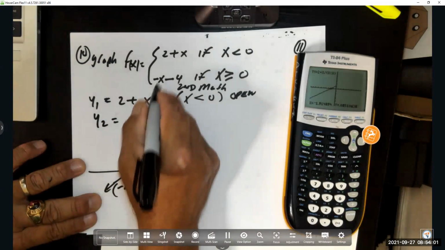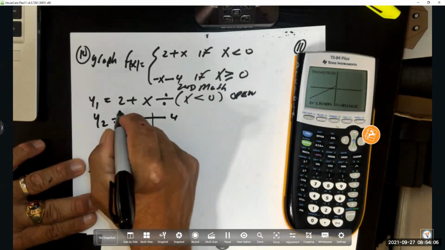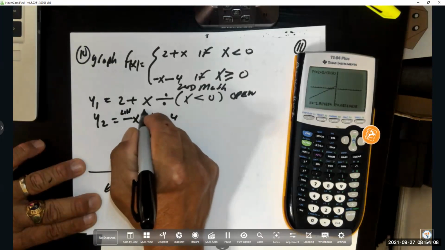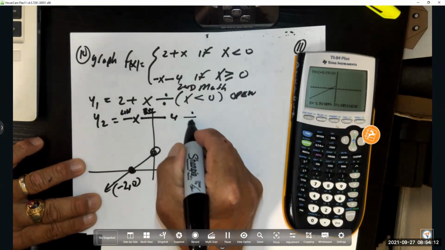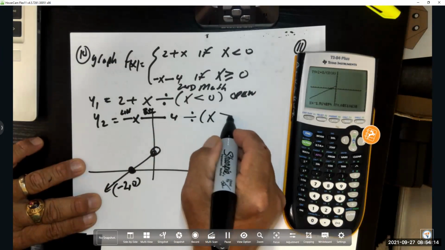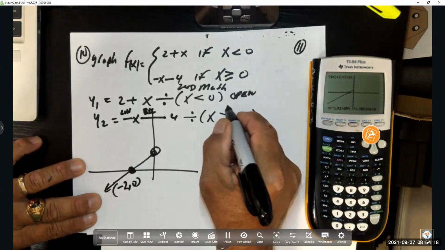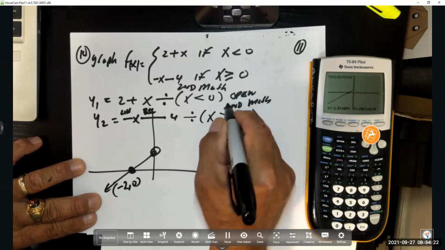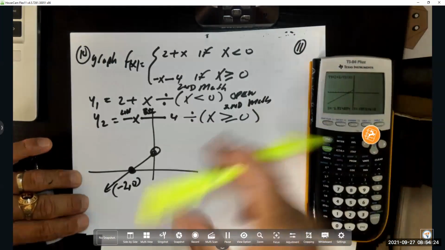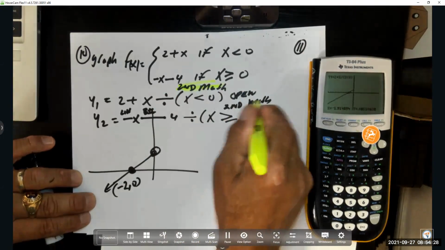Y2 is gonna be -x and -4. So little minus sign, big minus sign. Okay. Division symbol. X second greater than or equal to 0. And I'll show you how to do that in a second. It's gonna be second math again. I'm gonna do second math right here.